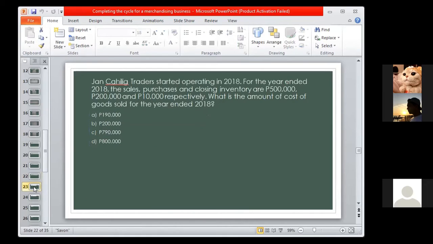Okay. Next naman, problem. John Kahilig Traders started operating in 2018. For the year ended 2018, the sales, purchases, and closing inventory are 500,000, 200,000, and 10,000 respectively. So what is the amount of cost of goods sold for the year ended 2018? Letter A, 190,000 pesos. B, 200,000 pesos. C, 790 pesos. D, 800,000 pesos. Okay, so what's your answer?